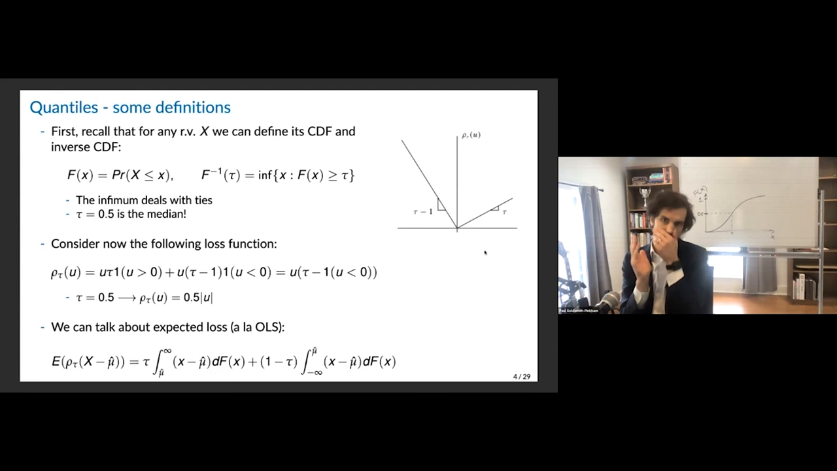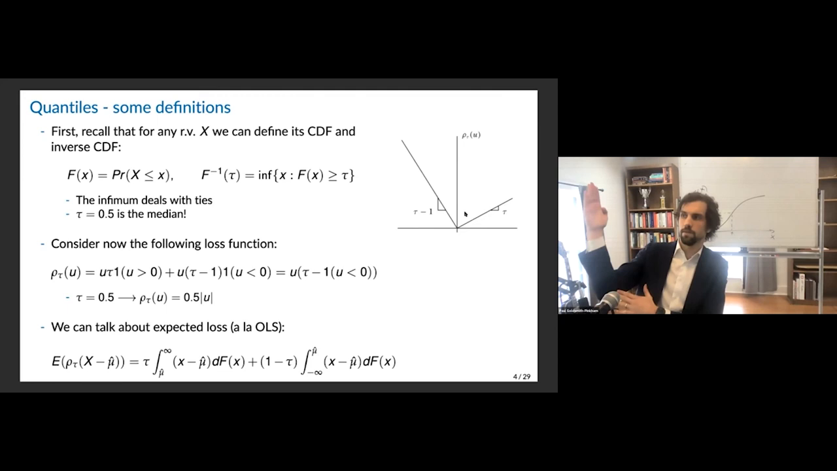If tau takes different values, then you are going to be penalizing one side more than the other. Say now tau was 0.75, then one side is going to be much steeper than the other. The side on the right is going to have a much steeper line and the side on the left a less steep line, which means it's going to penalize positive values more and negative values less.